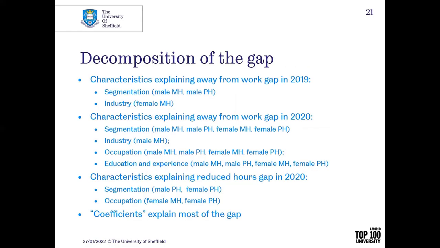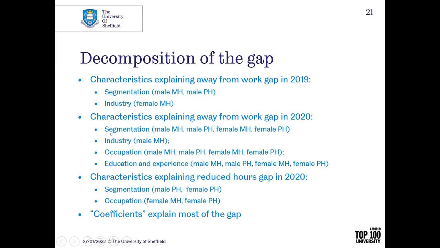What we also do, as well as just looking at this overall decomposition, we drill down and look at the particular observable characteristics which explain these gaps. There wasn't that much. What we show here are just the statistically significant characteristics in terms of explaining the gaps. And we see that there's much more here in the away from work gap. There are many more explanations here.